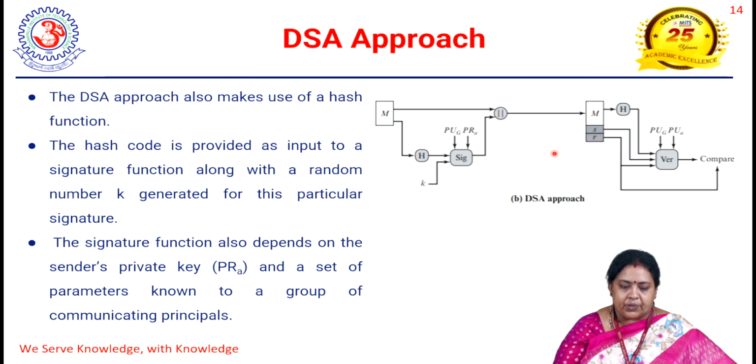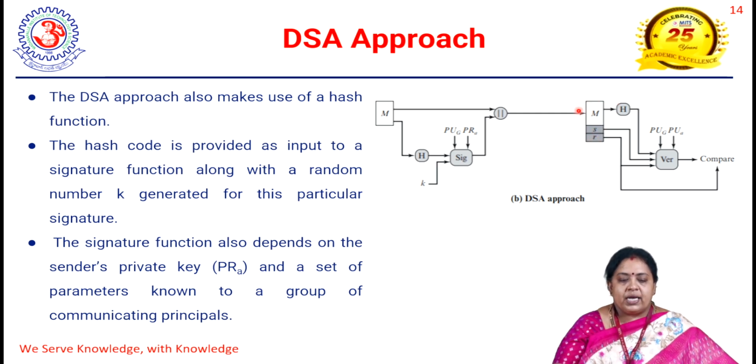S and R will be appended to the original message, and it will be sent to the receiver. Now, what is the receiver going to receive? The receiver is going to receive a message and two components. One is called S and the other is called R.